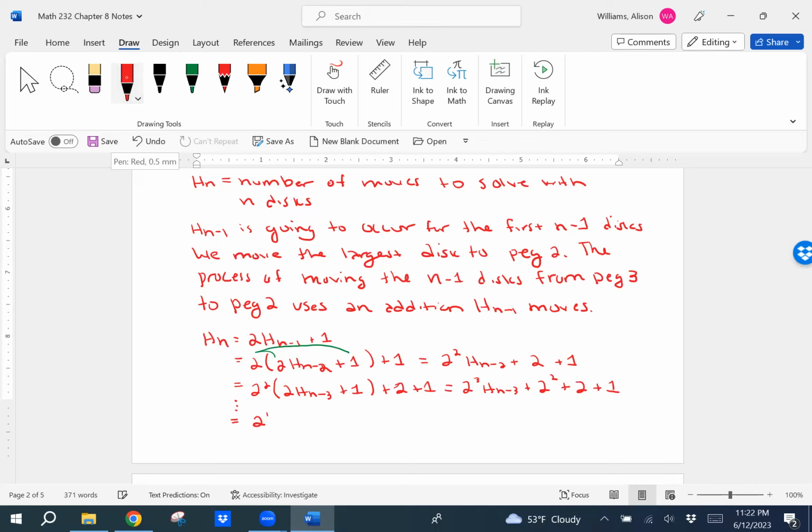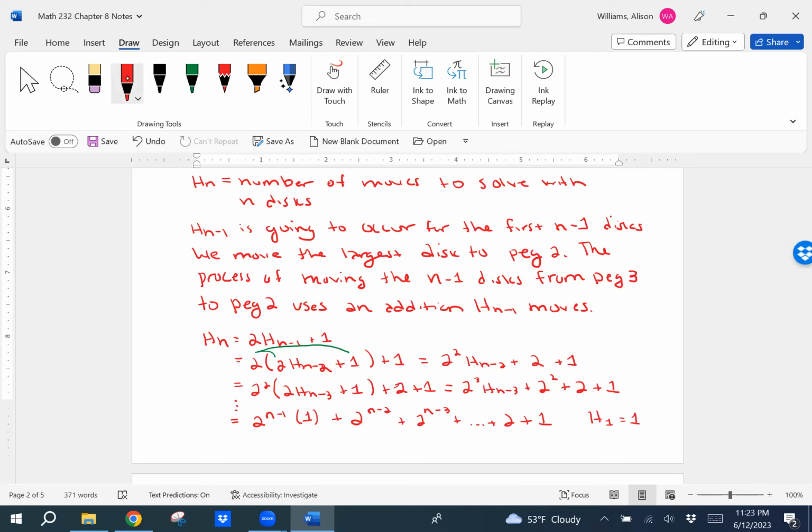2 to the n minus 1 times H sub 1 plus 2 to the n minus 2, and then it keeps going, actually. Here I'll do the n minus 3, why not, plus dot, dot, dot till we get to 2 and 1. Now, H sub 1 is the very first move, and that happens to equal 1 itself. So I'm going to use a little bit of blackboard magic here because I'm running out of space, and I'm going to stick a 1 in there instead of H sub 1.